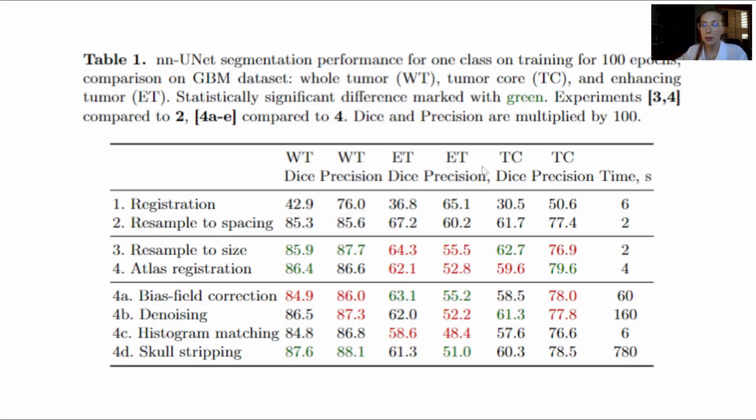So for 3 classes, which are whole tumor, enhancing tumor, and tumor core, in terms of Dice and precision, we did not observe any preprocessing step to be increasing quality for all 3 classes. So green is for statistically significant increase, red for decrease, and most of the steps in the pipeline are actually increasing in one class and decreasing in another, so controversial.